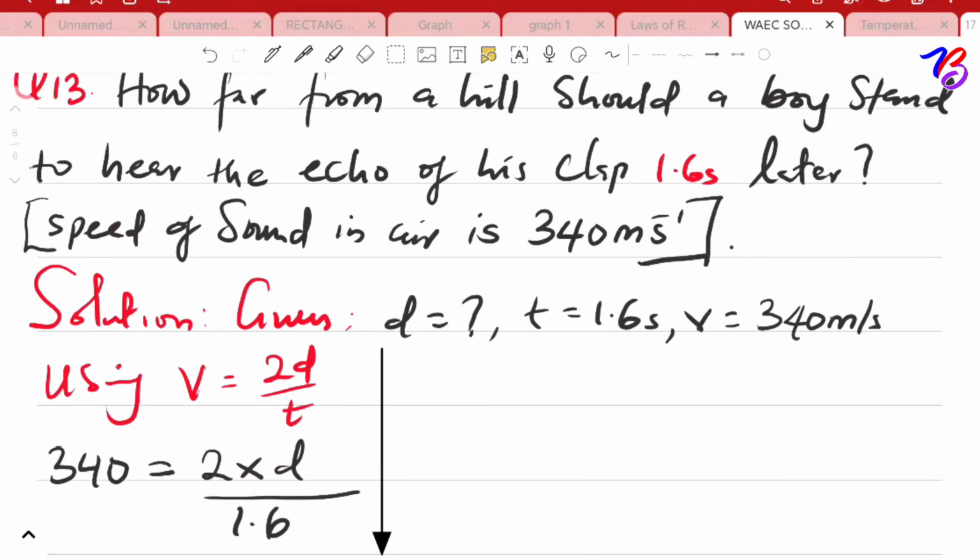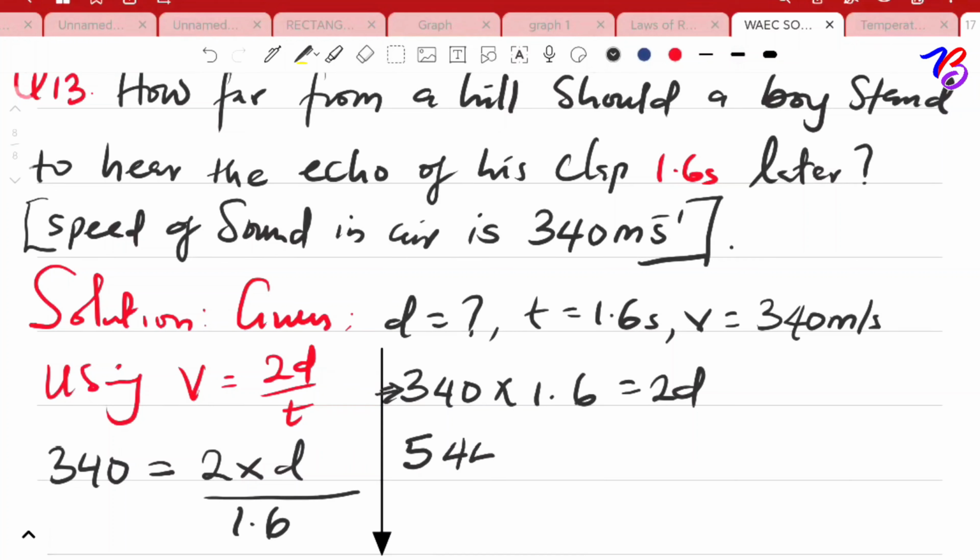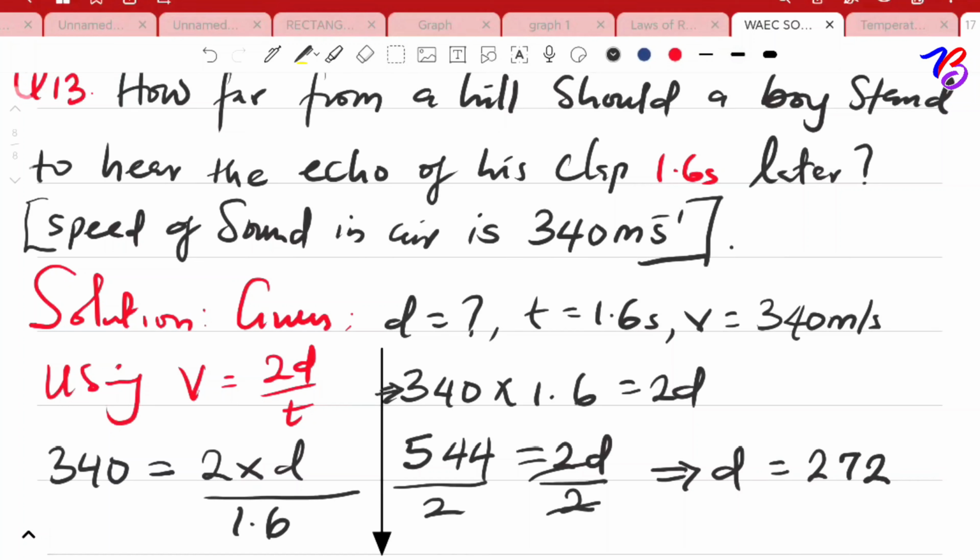So when we cross multiply this, we now have 340 multiplied by 1.6 is equal to 2D. From here we can divide through by 2, but before then 340 multiplied by 1.6 will give us 544 is equal to 2D. So we can divide through by 2 now, so that our D will equal 544 divided by 2, which will give you 272 meters.